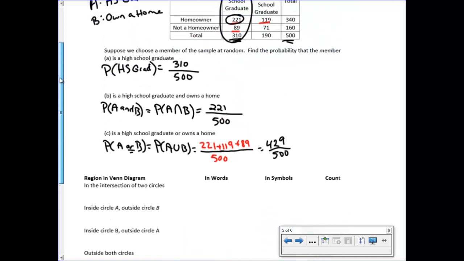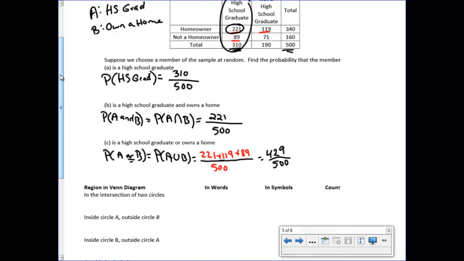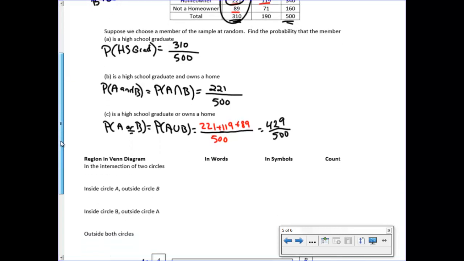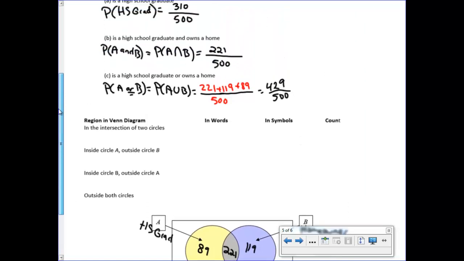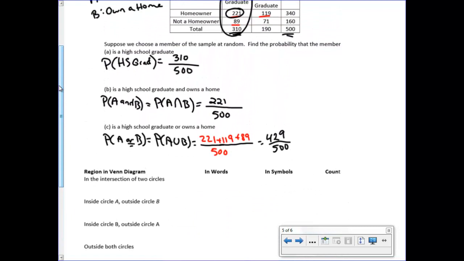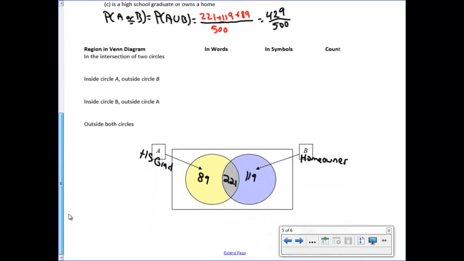And then in the other circle, we have our homeowners. I already have 221 are high school grads and homeowners. In that circle total, I have 340, so my 119 for my homeowners goes here. When I add those two together, you get your 340 homeowners that were represented in the table. And not high school grads and not homeowners, neither one. We have not a homeowner, not a high school grad, you have 71. Goes outside.